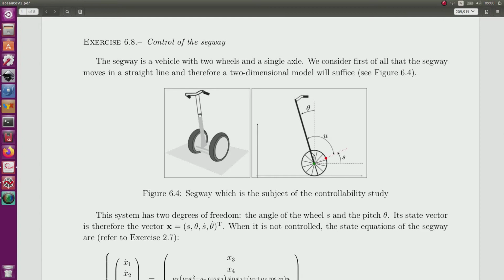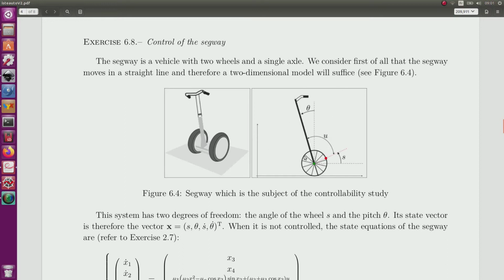So we ask it to go in a given direction, and the segway will go in this direction in a stable way. By stable we mean that the body is at the top. So in this system we have 2 degrees of freedom. First, we'll consider the planar version.